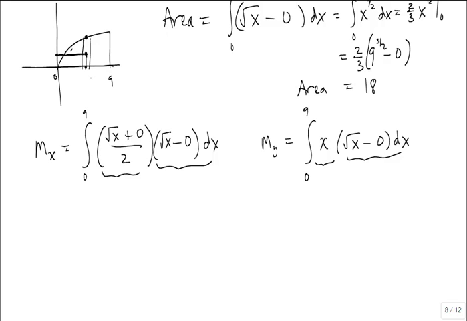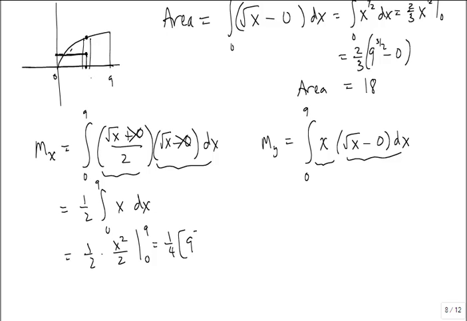Now we actually need to evaluate these two integrals. So for this first one, I'm going to take that 1/2 and pull it out. Since this goes to 0 and this goes to 0, that's just a square root of x times a square root of x, which is just x. So when I integrate that, that's going to give me x squared over 2 from 0 to 9. So that's 1/4 of 9 squared minus 0 squared. 9 squared is 81, so this will be 81/4.